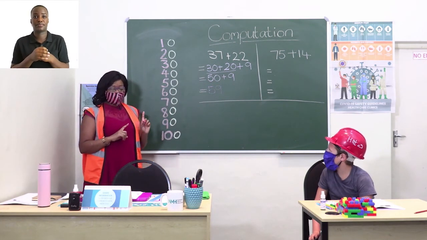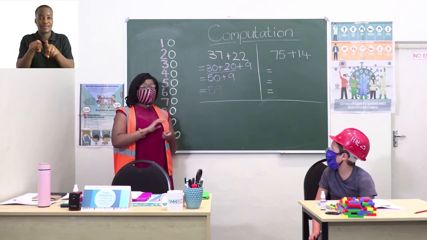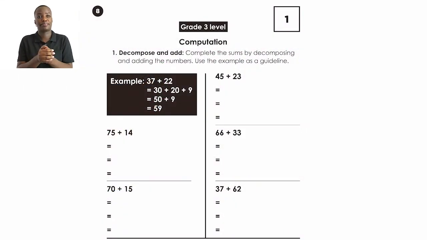Now I want you to check if it is the same in your book. Yes, it's the same, and it should be the same. It goes through 2 stages before we get our answer. Let's try a difficult one together. We are going to try the one below. It says 75 plus 14.